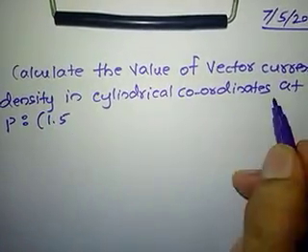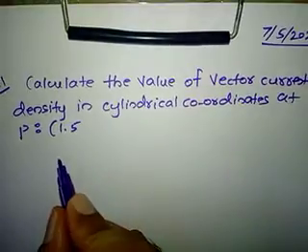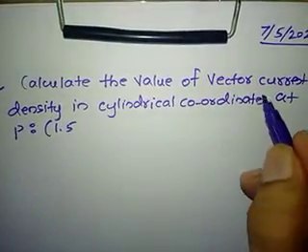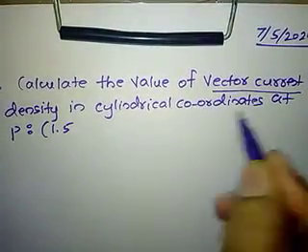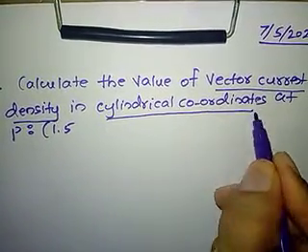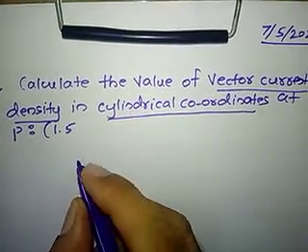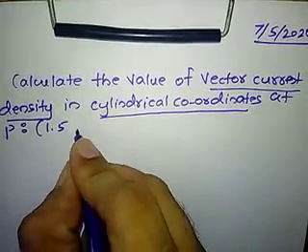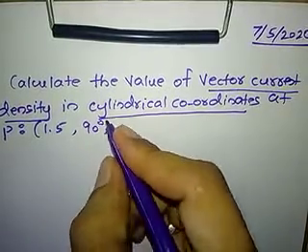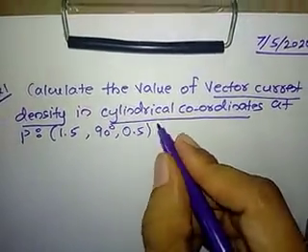Calculate the value of vector current density in cylindrical coordinates at P. Right, so you are supposed to find the value of vector current density in cylindrical coordinates. Yes, clearly given, cylindrical coordinates at point P. The point P given is 1.5 comma 90 degrees comma 0.5. So this is the coordinate in the cylindrical system.